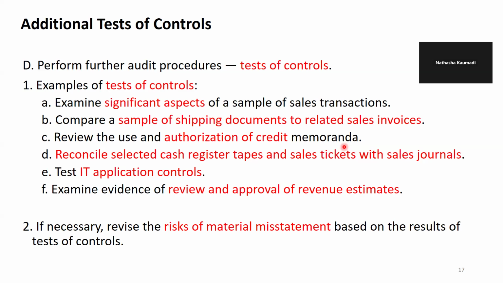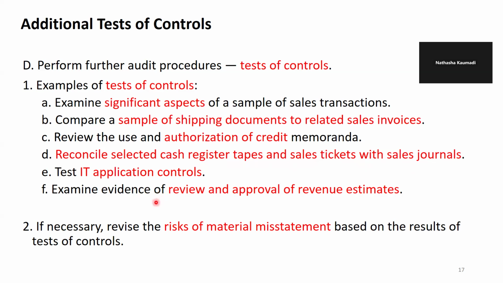Likewise, you are checking: reconcile selected cash register tapes and sales tickets with sales journals. Basically, whether the cash receipt is already there for the sales cash transactions. Test IT application controls. Sometimes in the sales system, there can be password protections, there can be different access controls. Likewise, you are checking that those IT application controls are there, and whether all the people in the finance department can access the sales system.